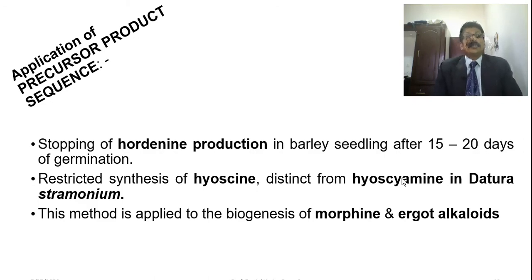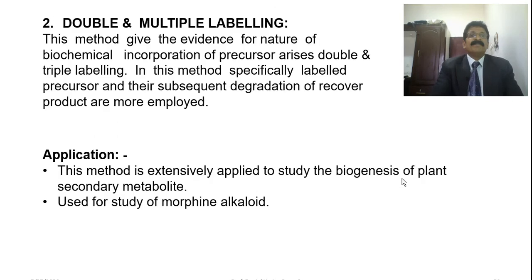precursor product sequence method. And you see the next one, the double and multiple labeling method. What do you mean by this? In one compound, if there is carbon, oxygen, nitrogen, two carbons can be labeled, nitrogen can be labeled, and oxygen can be labeled. What do you mean by labeled? Labeled means incorporation of radioactive isotopes. Carbon will be converted into carbon 14, oxygen into oxygen 18, nitrogen into nitrogen 15. Like that, radioactive isotopes incorporated in the particular structure is called labeled.